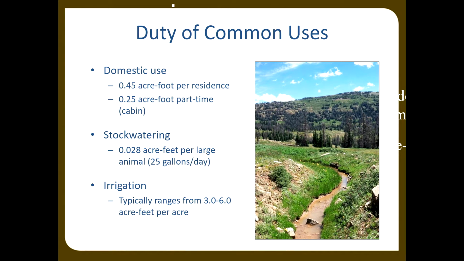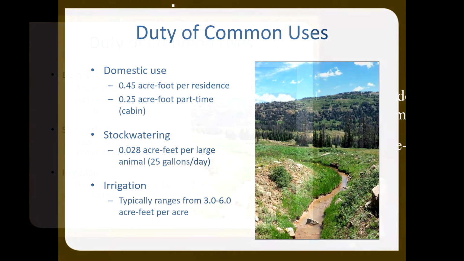Some of the other duties of water rights for common uses: domestic use requires 0.45 acre feet per residence, unless it's a seasonal or part-time use such as a cabin, and then it would be 0.25 acre foot. Stock watering is 0.028 acre feet per large animal, those being cows or horses typically, and that's equivalent to 25 gallons per day. And we discussed the last point, irrigation typically ranges from 3 to 6 acre feet per acre.